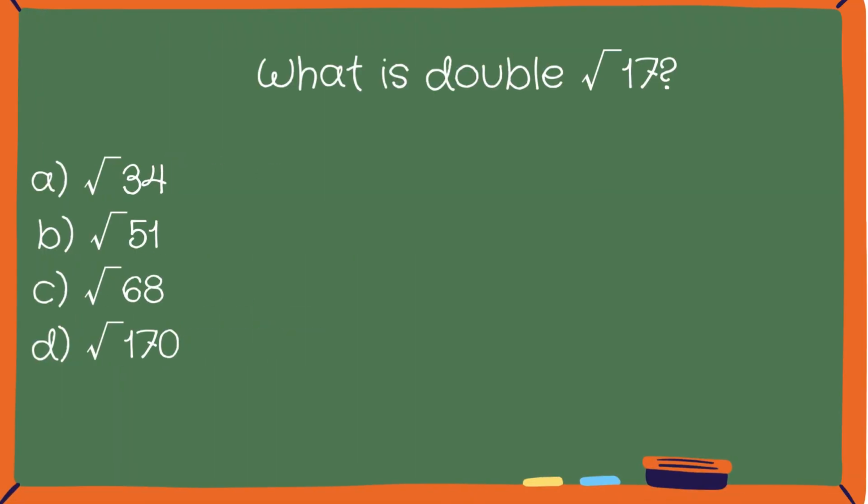Look at this exercise. It says, what is double the square root of 17? I'll repeat. What is double the square root of 17? Alternatives. A. Square root of 34. B. Square root of 51. C. Square root of 68. Or D. Square root of 170.